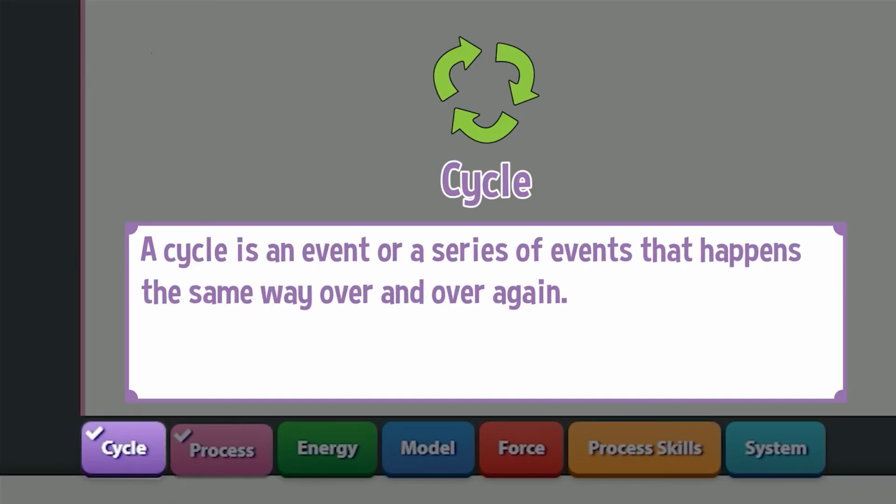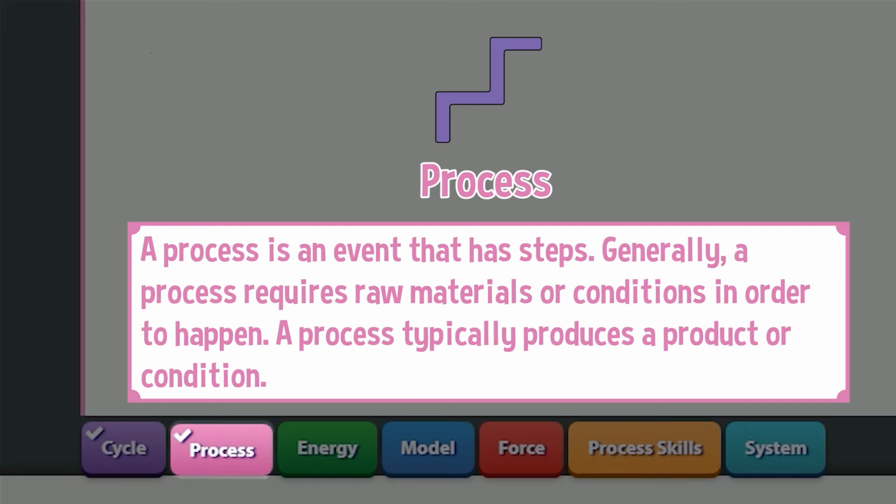Cycle. A cycle is an event or a series of events that happens the same way over and over again. Make note of how the symbol's arrows make a circular pattern to reinforce this concept. Process. A process is an event that has steps. Generally, a process requires raw materials or conditions in order to happen. A process typically produces a product or condition. Note how the symbol looks like a pair of steps.